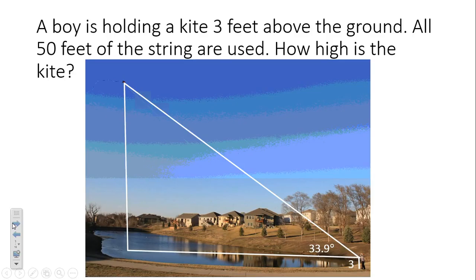So here's my son. He's holding the kite 3 feet up by his chest. And I measured this in GeoGebra, 33.9 degrees. There's the kite. And we want to figure out how high that kite is. That's our goal for today. Okay, to do that, we're going to talk about the sine, cosine, and tangent.